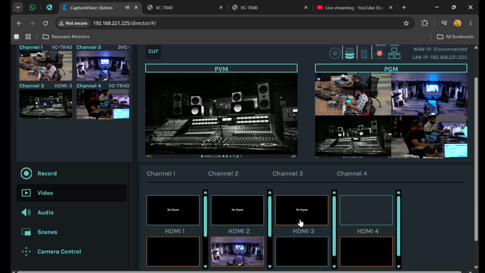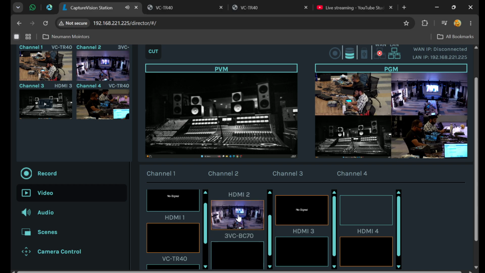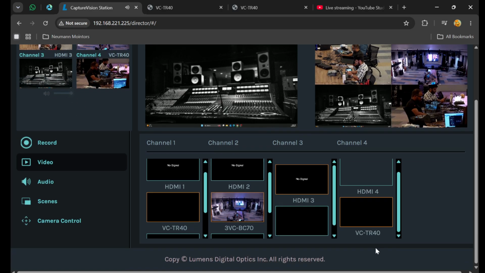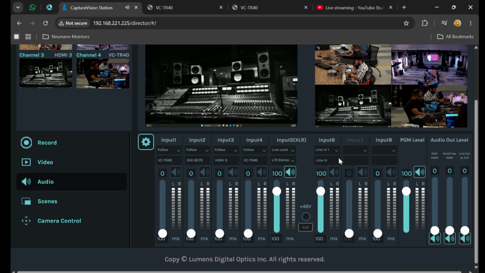Then if you go to video, these are your channels. In channel 1, I have selected one camera, VCTR 40. Channel 2, I have selected another camera. Channel 3 is my HDMI, and channel 4 is again another camera. Then in audio, I have connected the DM3 mixer over XLR, which is this one, the line level. Okay, XLR, input 6 is line level in.